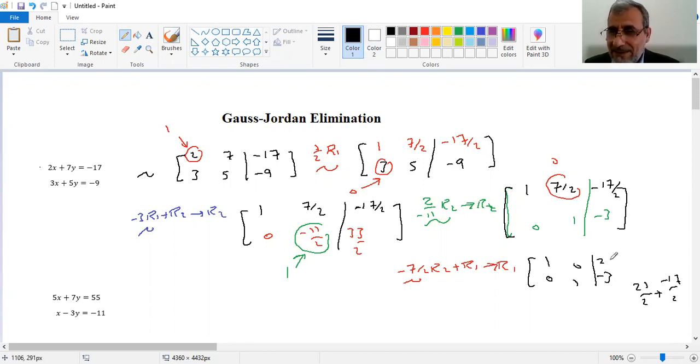Now we have the identity matrix: first column 1, 0, second column 0, 1. The first column is x, so you have only x, and the second is y. So the solution is x equals 2 and y equals negative 3. The system is consistent and independent.